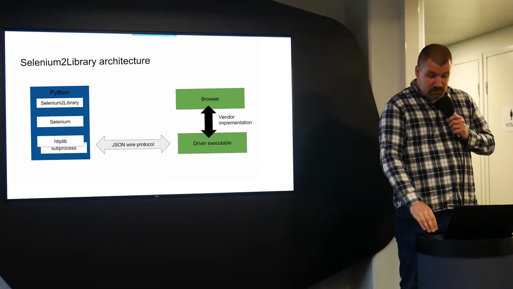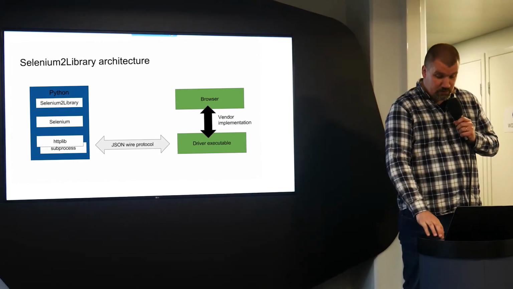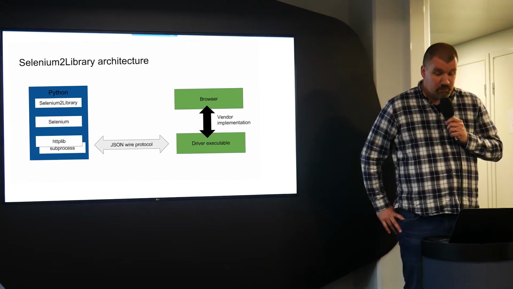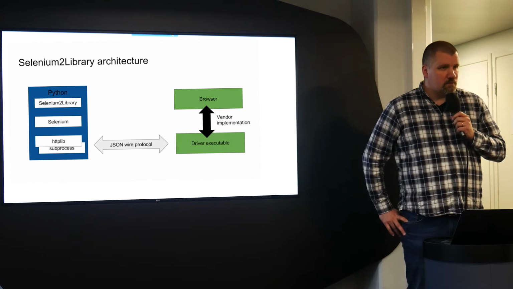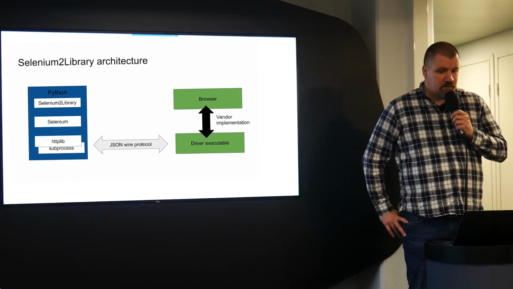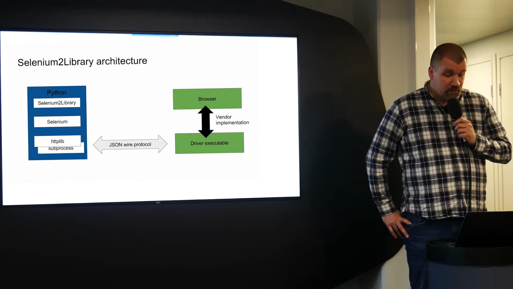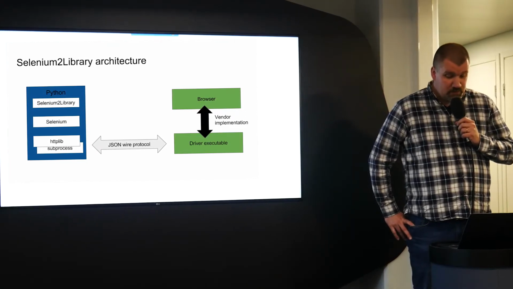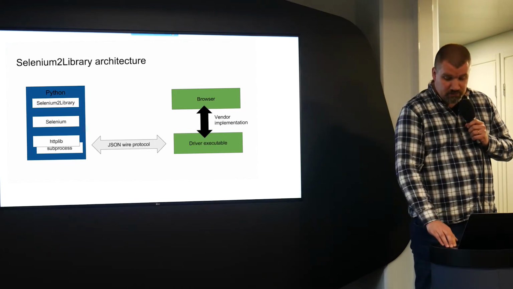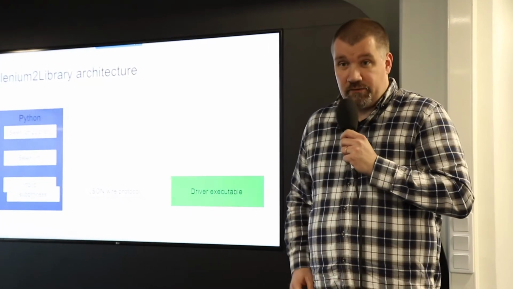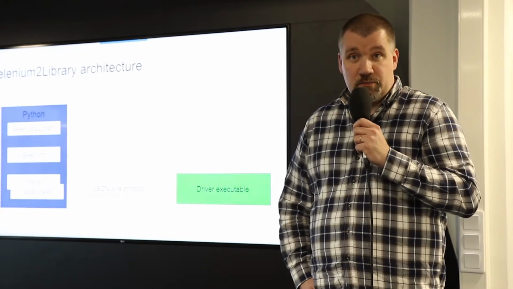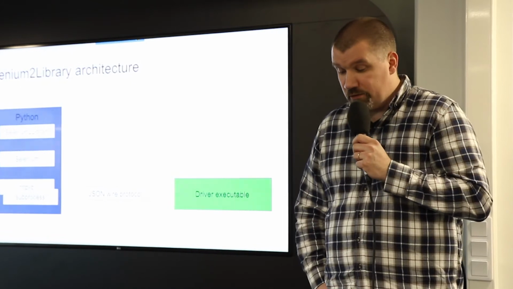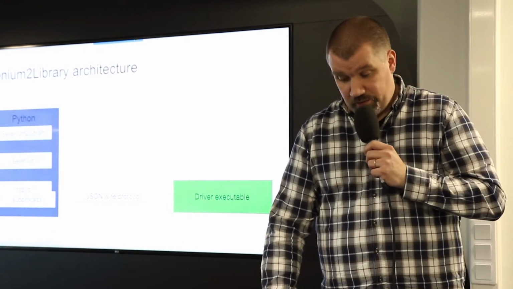What it does with the httplib library is that it has its own protocol defined, which is called JSON Wire Protocol, which is nowadays becoming a W3C standard, and that's why we have problems with Firefox nowadays. But anyway, it has its own REST type of interface, which it uses to talk to the driver executable, and driver executable means like GeckoDriver for Firefox, or ChromeDriver, or IEDriver, or whatever there is.